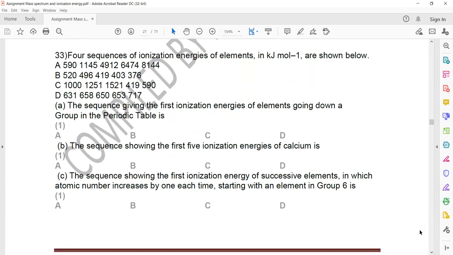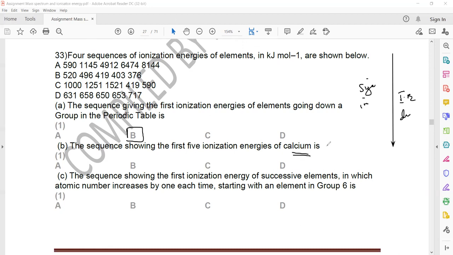Then 4 sequences of ionization energies are given. The sequence which gives the first ionization energy of elements going down the group. So when we go down the group, the size increases, so as the size increases down the group, the ionization energy will decrease. So which pair is representing the decrease in ionization? When you check option B, it is a continuous decrease, so that's why B will be the right answer.